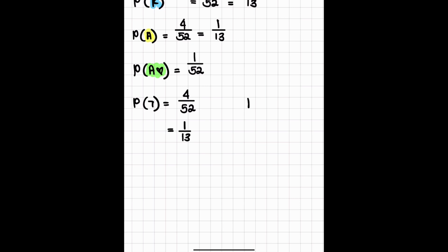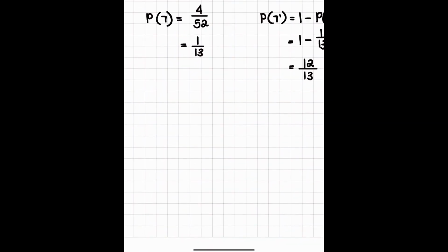So what is the probability of not drawing a 7? So that would be 1 minus the probability of drawing a 7. So that gives me 1 minus the 1 out of 13, which gives me a 12 out of 13 chance of not drawing a 7. And we could do that throughout.